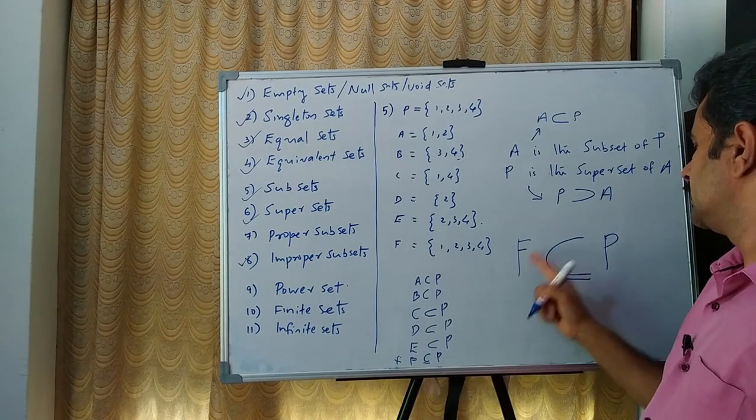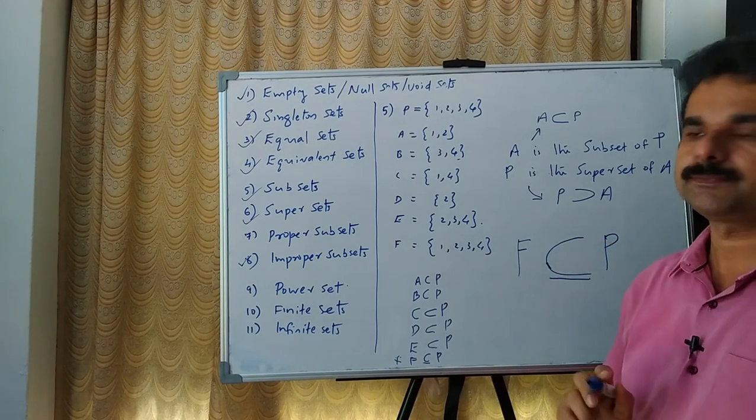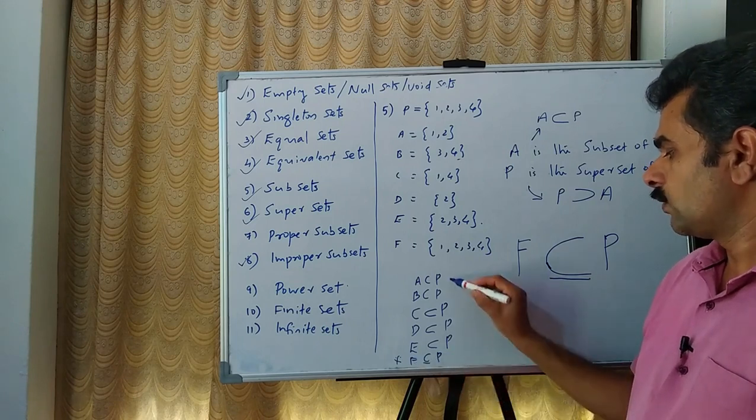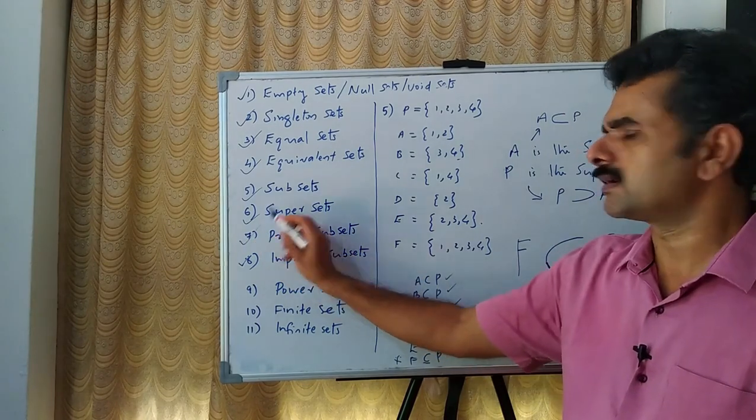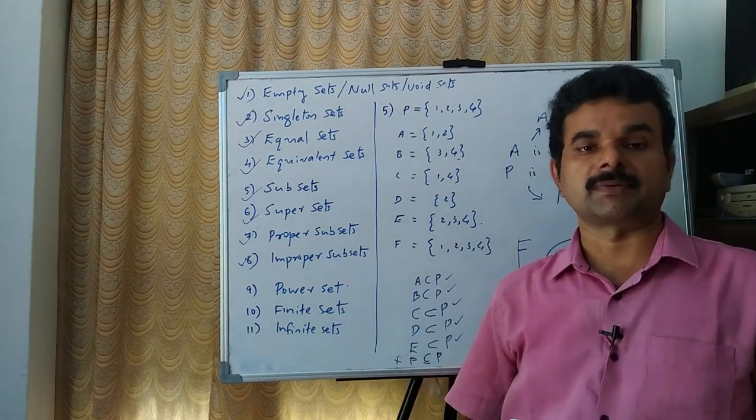Improper subset. F is the improper subset of P. So this is the improper. All these others are subsets, generally called usual subsets, proper subsets.